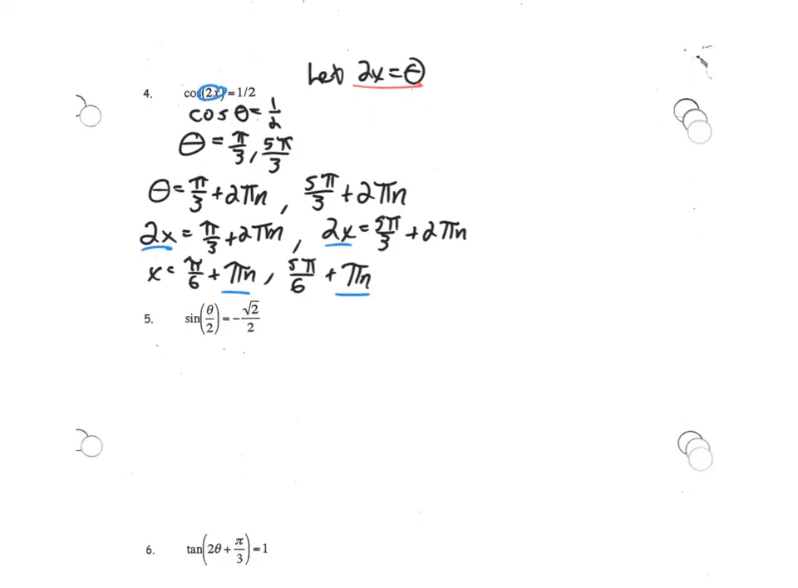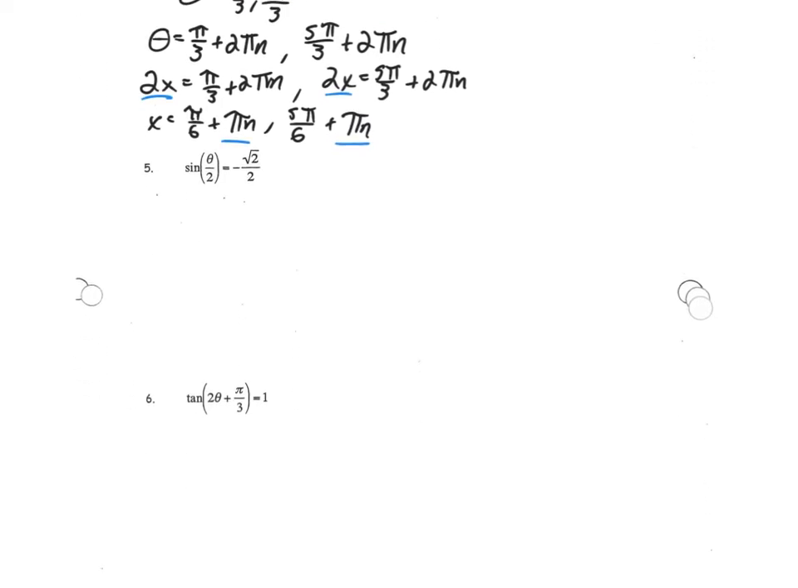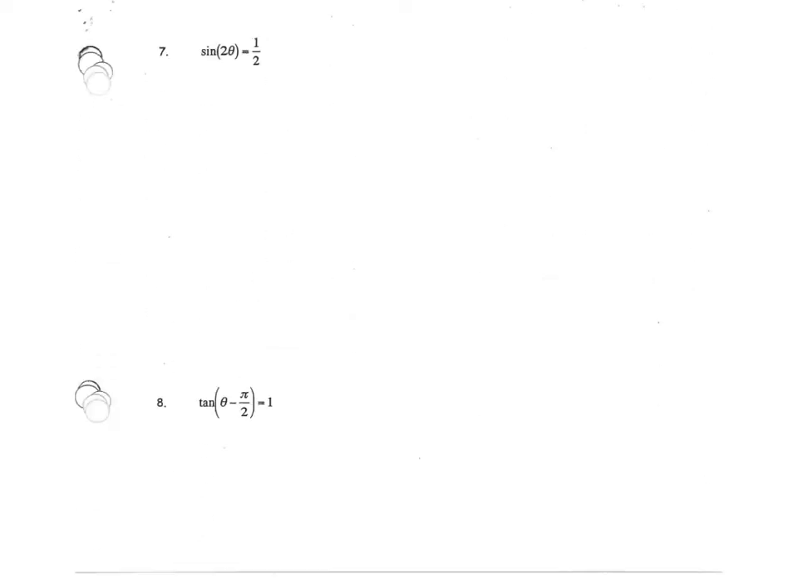If we look at number 5, it's theta over 2. Again, I might substitute out theta over 2 and substitute in maybe x or something different. Maybe not theta, that might get too confusing, but substitute in another variable. Same thing for 6. Substitute that whole thing out. Maybe put in x for 2 theta plus pi over 3. Same thing for 7, 8.